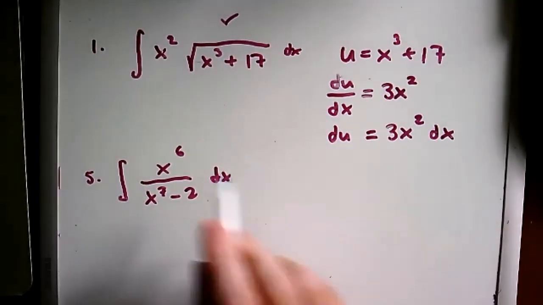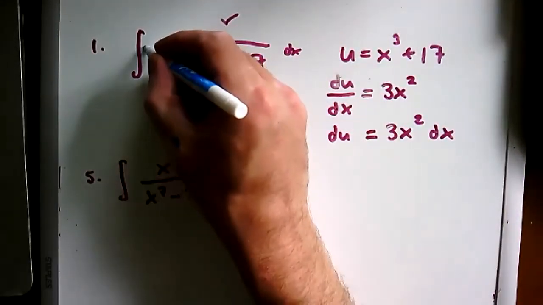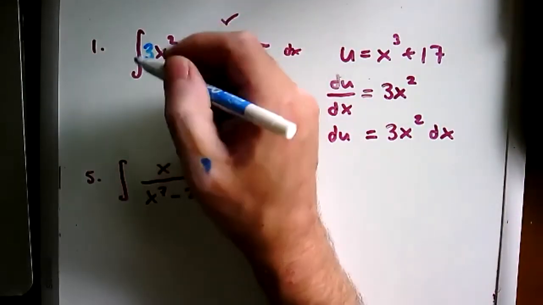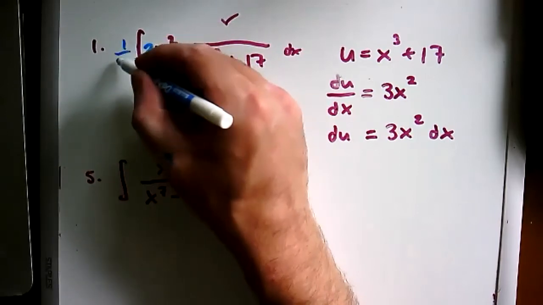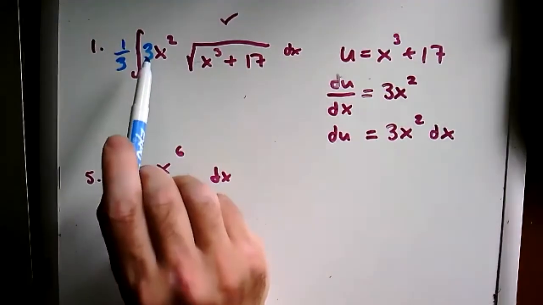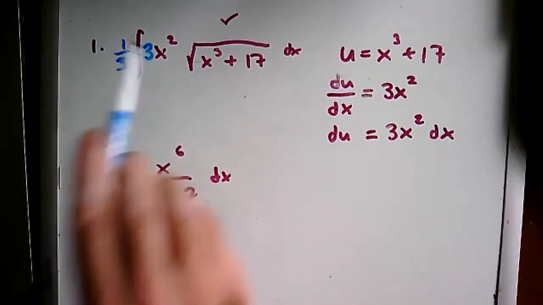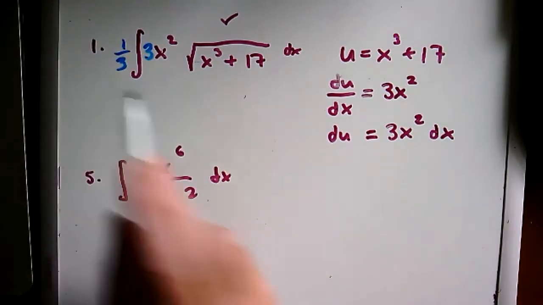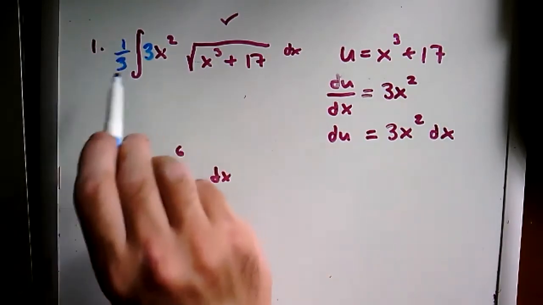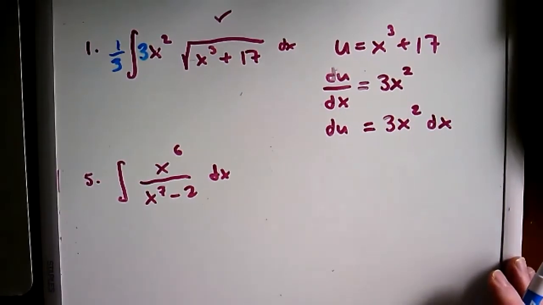Check this out. I want 3x squared dx. I have x squared dx. So I really wish that I could multiply by 3, but I can multiply by 3 if I also cancel that by multiplying by 1/3. Okay? So see what I'm doing here? I'm multiplying by 3 inside the integral and 1/3 outside the integral. We know that there's a constant multiple rule, so multiplying by 1/3 and multiplying by 3, those cancel out, and we end up with just the same problem that we had.